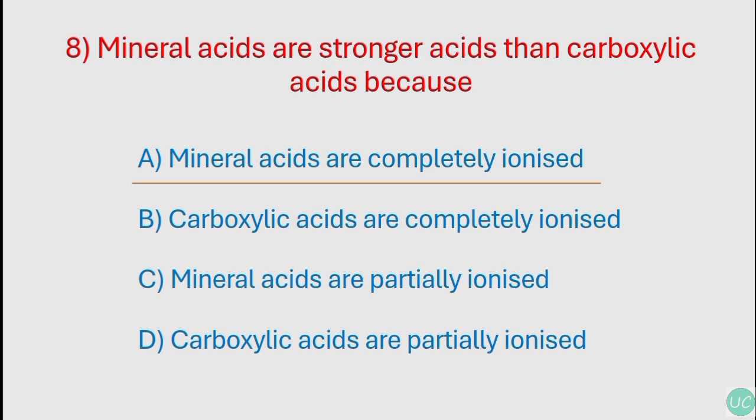Mineral acids are partially ionized, so this is an incorrect option. Carboxylic acids are partially ionized, so this can be true in a few cases, where hydrogen gets separated from the carboxylic acid, but only partially. This is not the correct reason for mineral acids to be stronger than carboxylic acids. The reason over here is that mineral acids get completely ionized, and that is the correct reason why mineral acids are stronger than carboxylic acids.